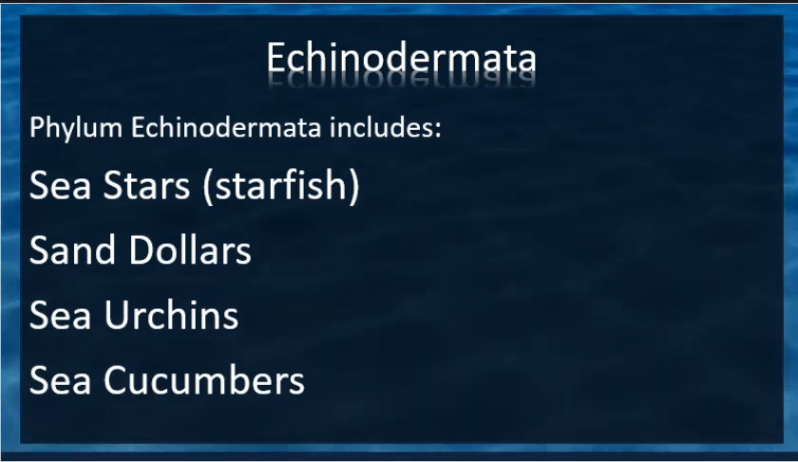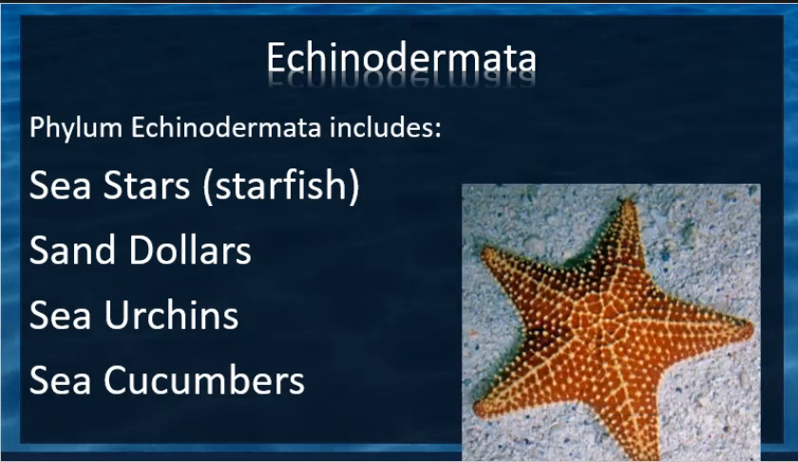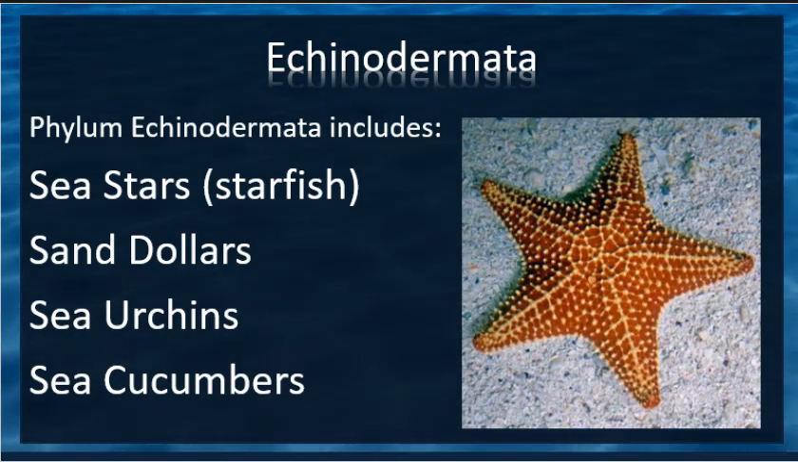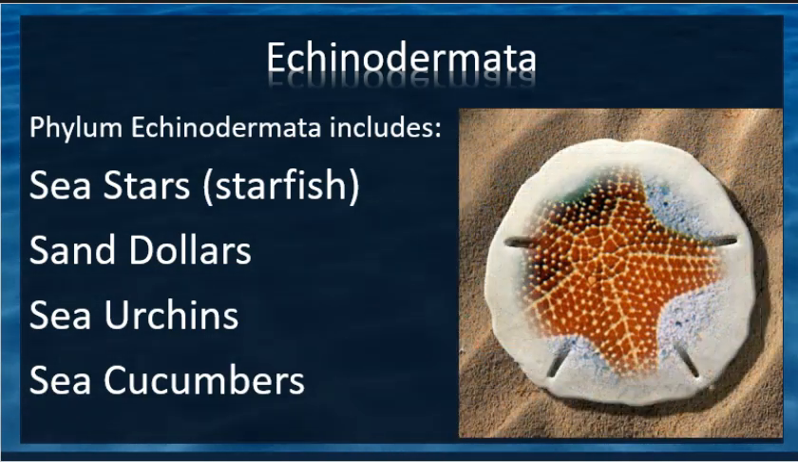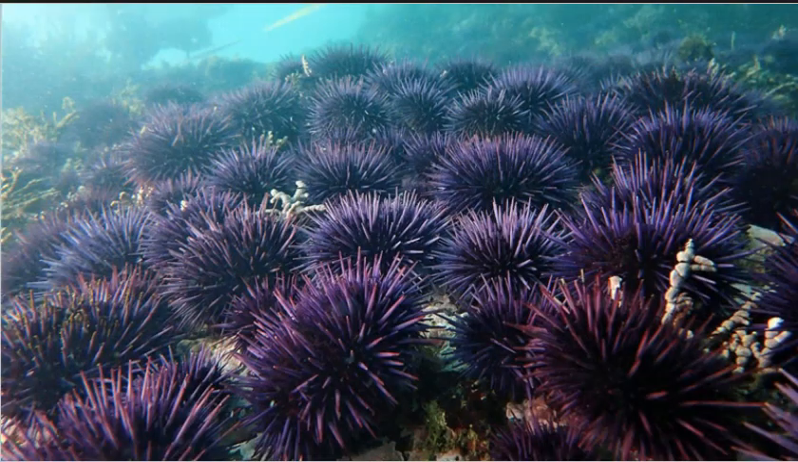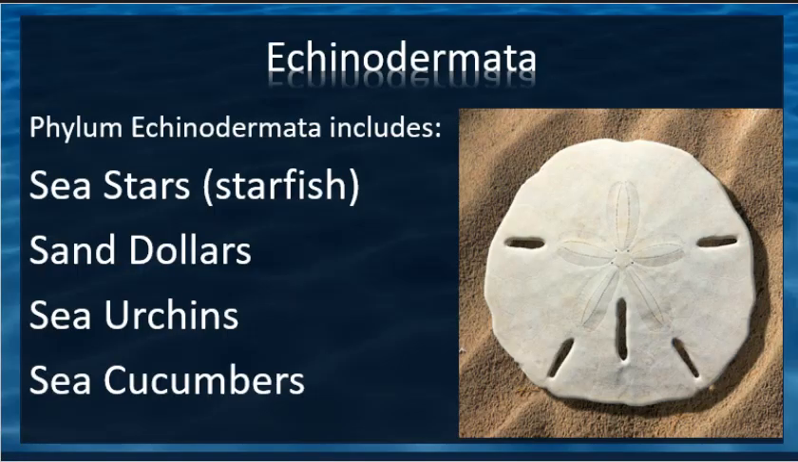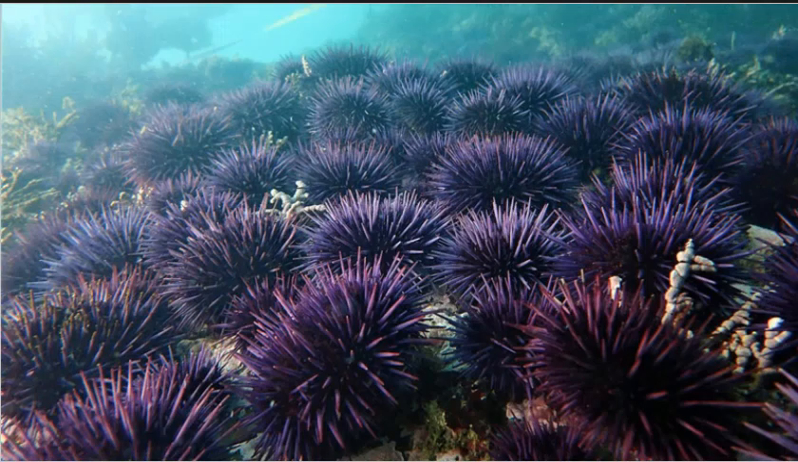Echinodermata, one of my favorites. Echinodermata means spiny skin. And so we're going to see sea stars are in this group, so starfish. A group of animals called sand dollars are in here. Sea urchins, we talked about the sea urchins earlier. Oh, I'm going to forget that last one. It's sea cucumbers. Okay, sea urchins, remember these are the ones that destroy kelp forests.